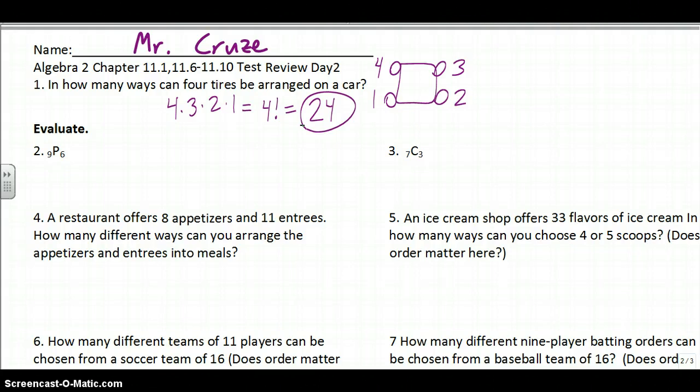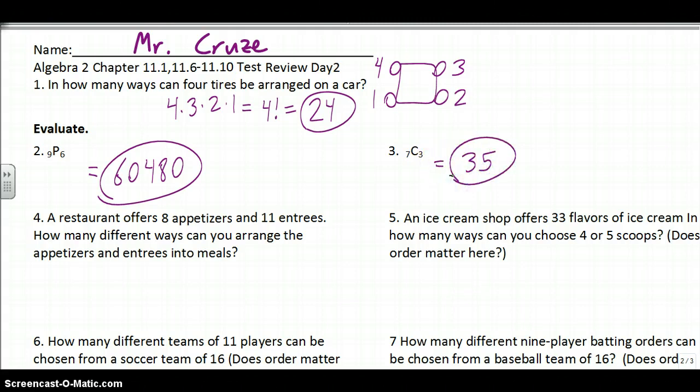The next one is simply a plug and chug exercise in your calculator. 9 permutation 6. Remember, permutation means order matters, right? So this is 60,480. Okay. 7C3, yet again, another plug it into your calculator exercise. You get 35. Piece of cake.